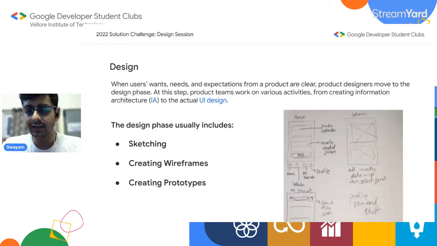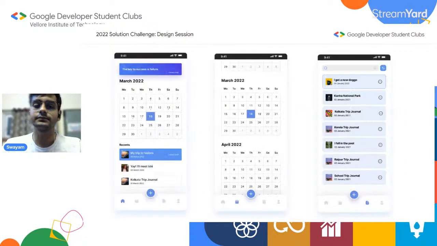So I created a very rough wireframe for our journaling app, and as you can see, this is very rough. But it gives me an idea of how my home page is going to look, how I'm going to have a calendar page next to it, and an all journals page and all that stuff. Sketching out your wireframes is very efficient, and it helps you save a lot of time and energy.